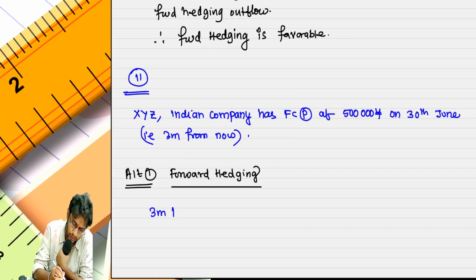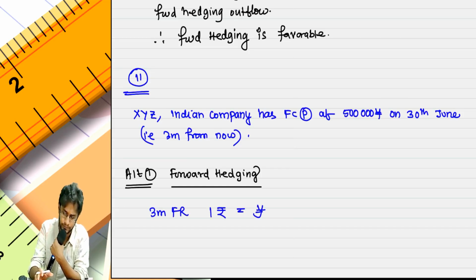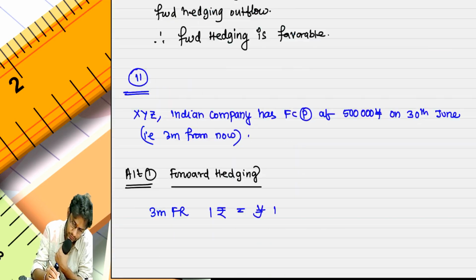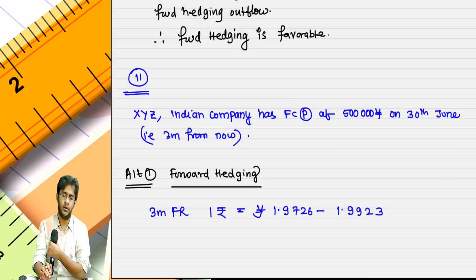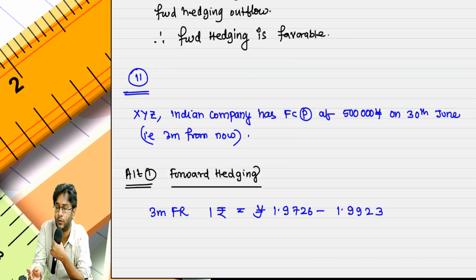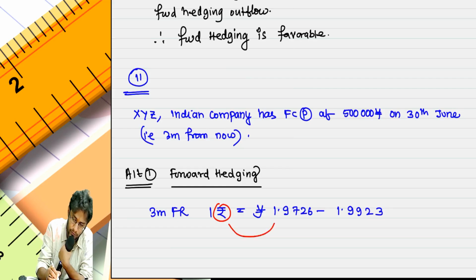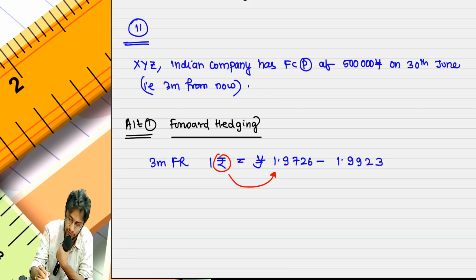So the question tells you that the 3 months forward rate is 1 rupee is equal to yen 1.9726, 1.9923. Sir, I have FC payable in yen, so I have to buy yen from the bank by giving rupees. Quote is given for rupees. I am giving rupees, the bank is buying rupees. Bid rate will be selected. But if you have any doubt, please draw the diagram and identify.